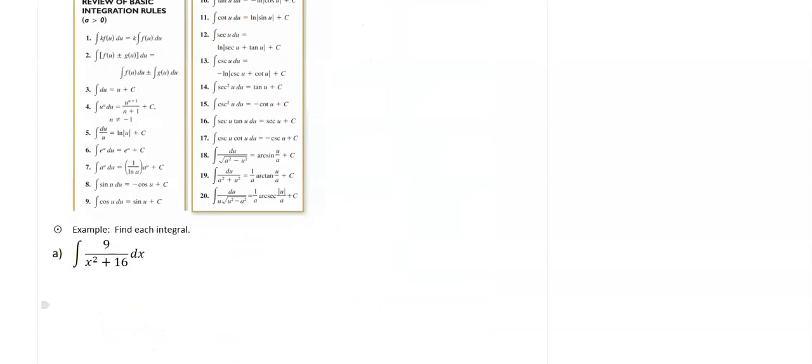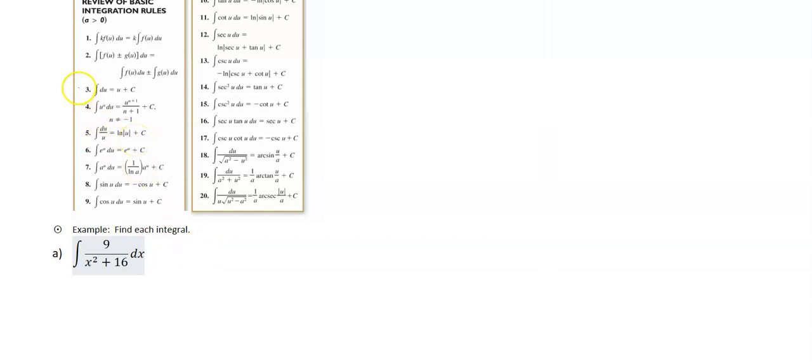So with this first one, I'm trying to find the integral of 9 divided by x squared plus 16. What I want to do is look at this format and say, okay, what can I let my u be in order to fit one of these forms? Remember that u always has to contain the variable in the integral. Since I have an x as my variable, I know that u is going to have some sort of x in it.